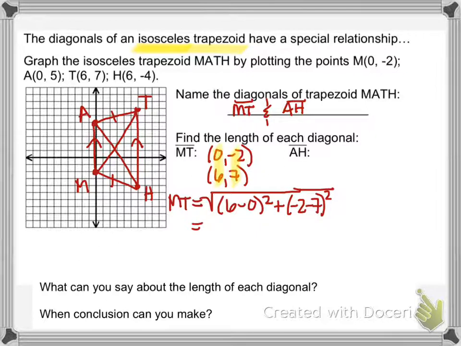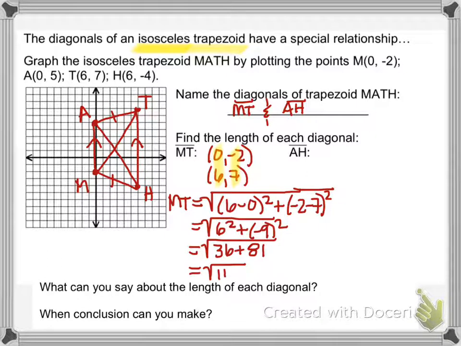Now we're going to simplify. 6 minus 0 is 6. Then we'll square that, plus -2 minus 7 is -9, and then we'll square that. 6 squared is 36. -9 squared is 81. Remember, when you square both of these, you should get two positive numbers. And then when you add those together, we're going to get the square root of 117. And 117 is prime, so that's not going to simplify. So there is one diagonal's length.